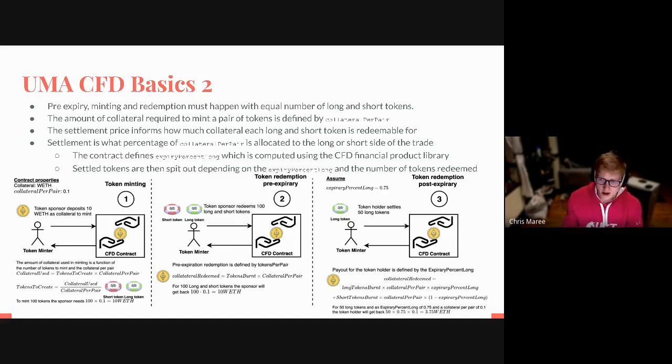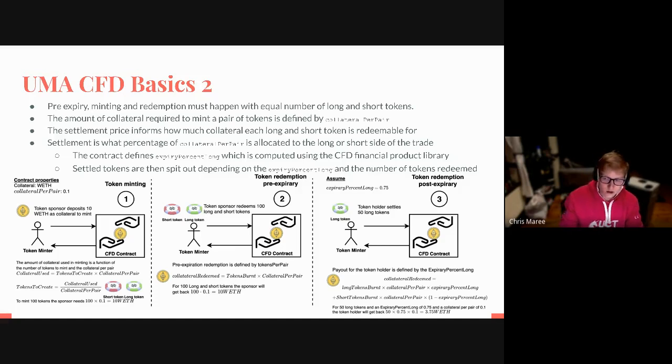And then finally at expiry, we define this number called expiry percentage long, and we'll get to how that's calculated later. But for now, just consider that it's how much of the collateral per pair is redeemable for the long tokens versus the short tokens. This number will be anywhere between 0 and 1, where if it's 1, then each long token is worth a full amount of collateral per pair. If it's 0, then each short token is worth a full amount of collateral per pair. And anywhere between 0 and 1, you're shifting the amount that's redeemed for each kind of token.